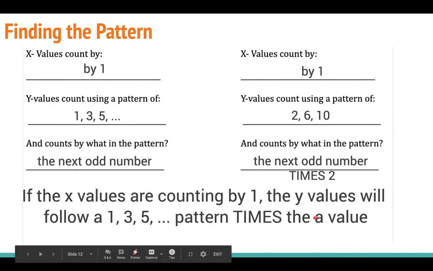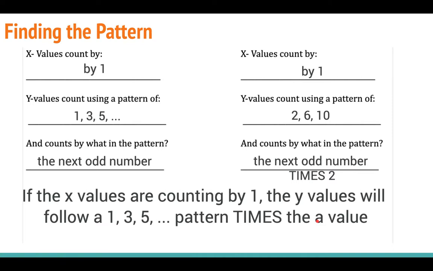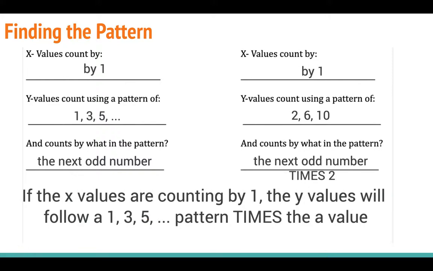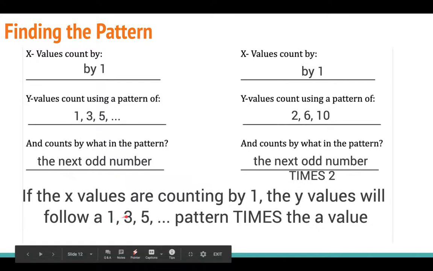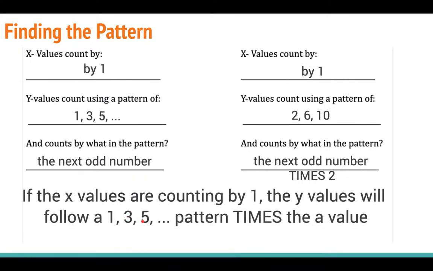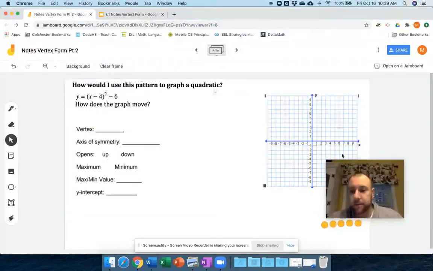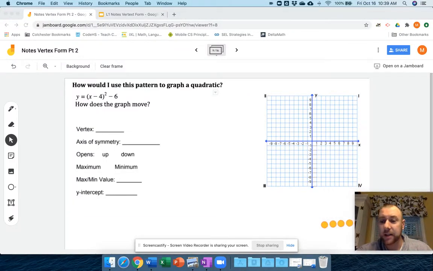So the a value in this case, in the previous one, was 2. So I just took the 1, 3, 5 pattern and I multiplied by 2. If it was a 3x, I would multiply by 3, and it would be a 3, 9, 15 pattern. And it helps me easily plot those points quickly when I am graphing these. So let's look at this. How does it help us graph?